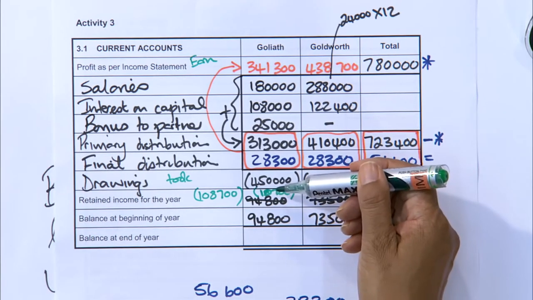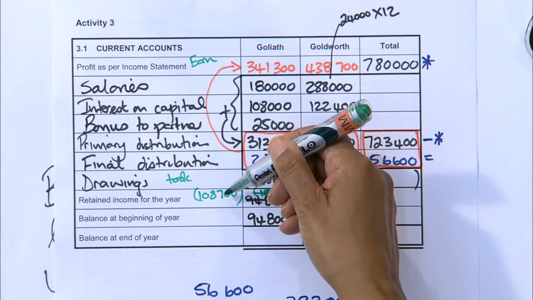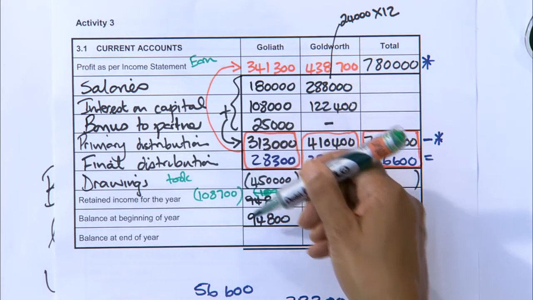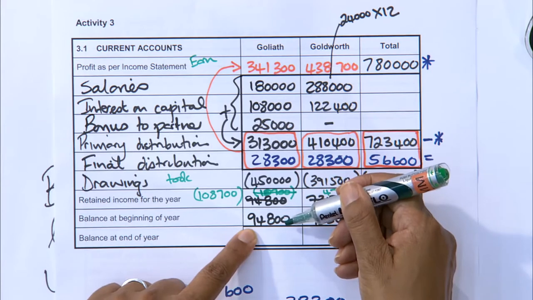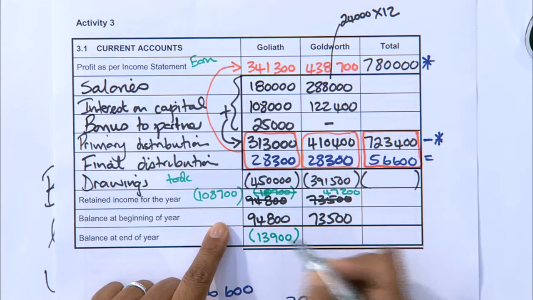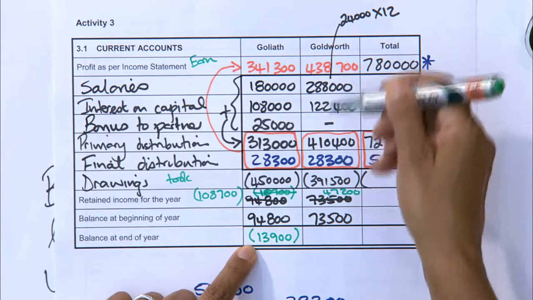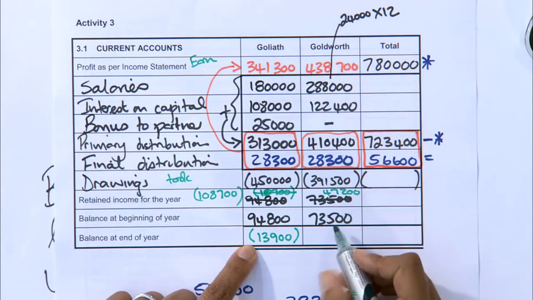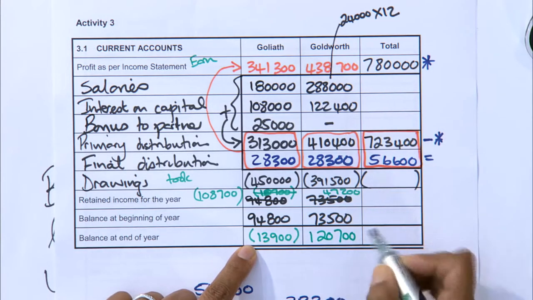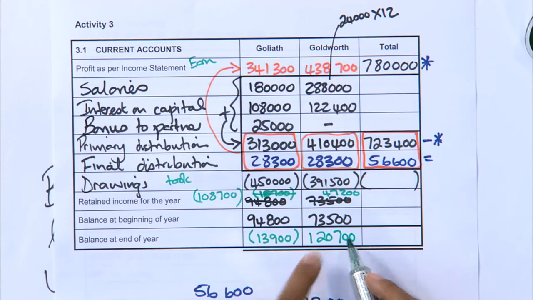Now I'm simply going to take that amount. It's a negative 108,700, and I'm going to add my balance at the beginning of the year to get my balance at the end of the year, 13,900. And that is what Goliath owes the business. He now has a debit balance. He took too much. Now I'm simply going to take that plus that, which gives me 120,700. It means that the business owes Goldworth that amount. He took too little. This is a very, very important note, girls and boys.